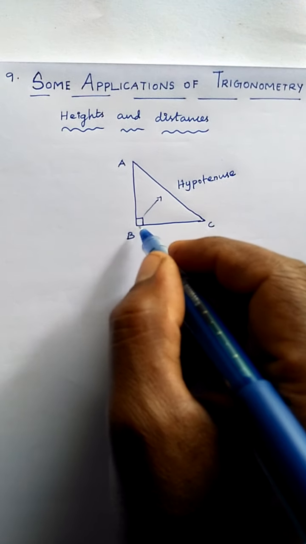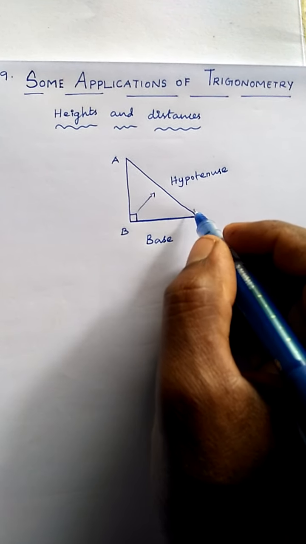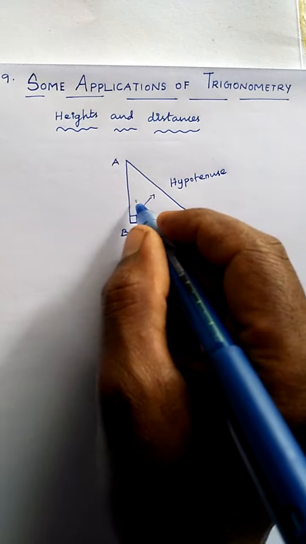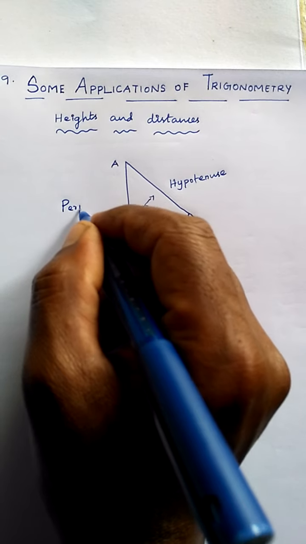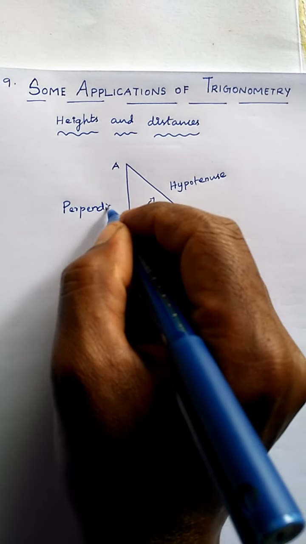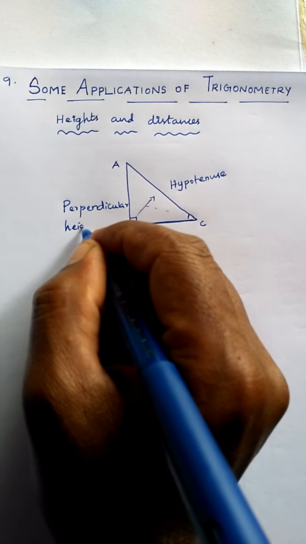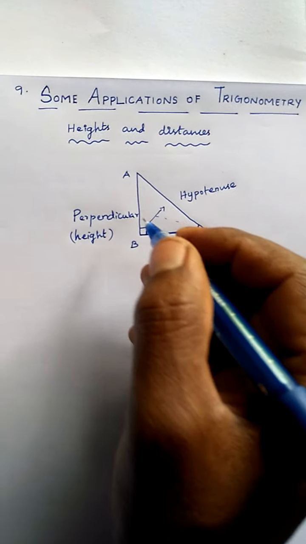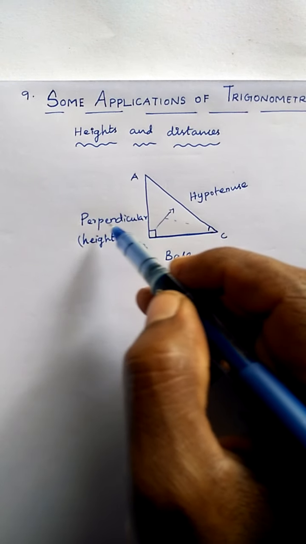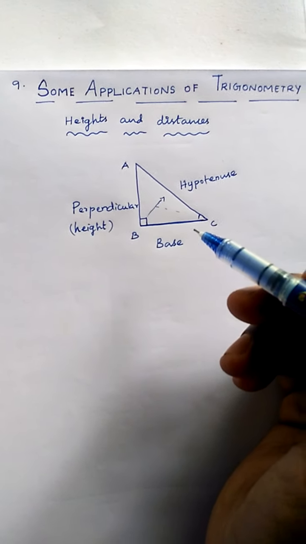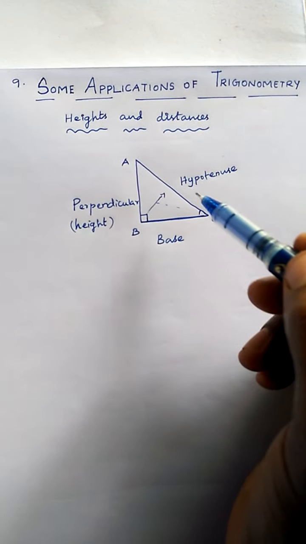Hypotenuse. And this BC is called the base. And suppose the angle is here, the side opposite the angle is called the perpendicular, or we can say height also, because the perpendicular only will become the height of any triangle. So here the perpendicular line is this. Now we know all three names of the sides of the right angle triangle.